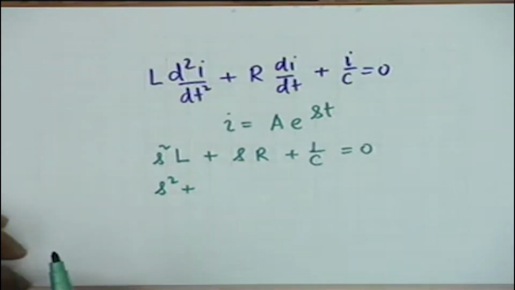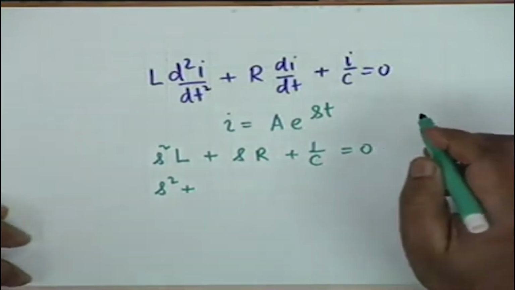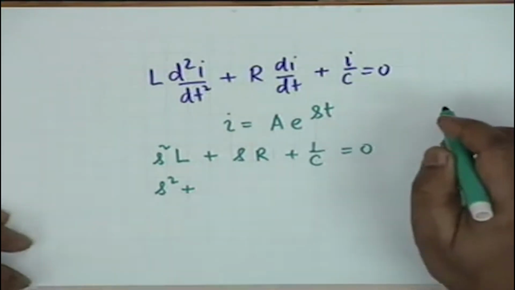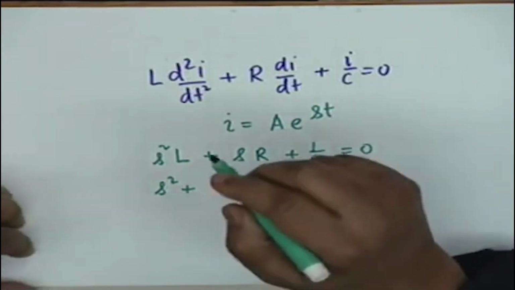At time t equal to 0 minus and 0 plus, I is 0. So that implies that A is 0, and hence A e to the st is 0. You can't cancel it out, that is at t equal to 0. Yes, sir, so you have to apply that boundary condition. All right, we shall apply that boundary condition later.